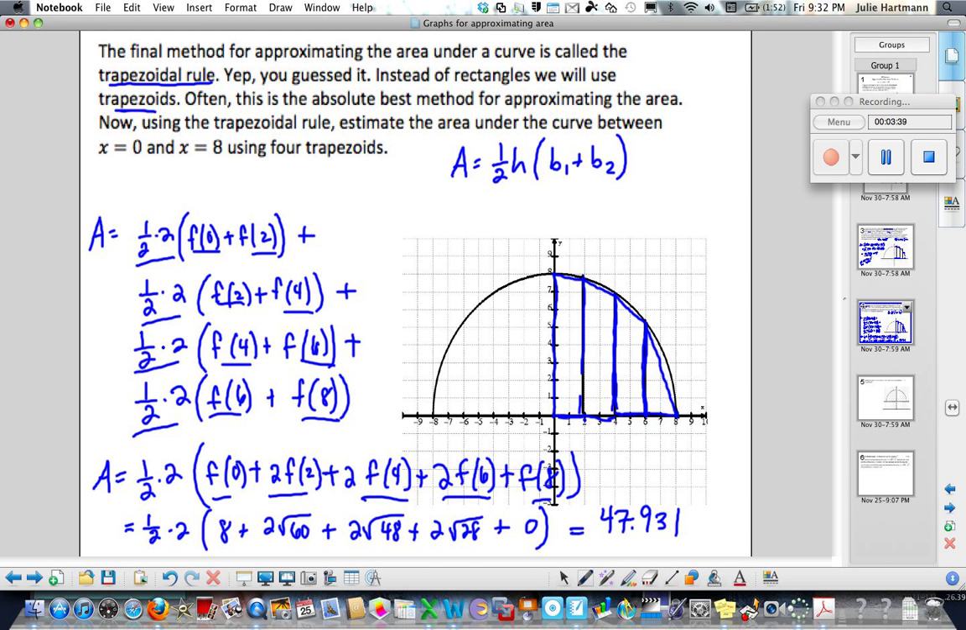Often, that's the best method. That's going to be your closest, because you'll notice you don't have the highs above it, you don't have the lows, like the left endpoint has the lows and the right endpoint the highs. Midpoint and trapezoid are going to be pretty similar, but oftentimes trapezoid is your best one.